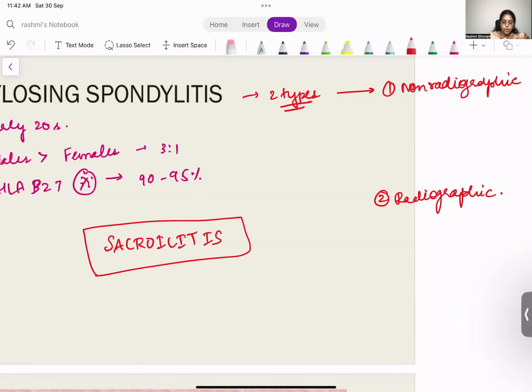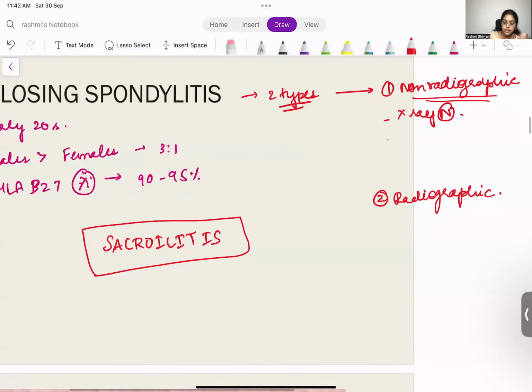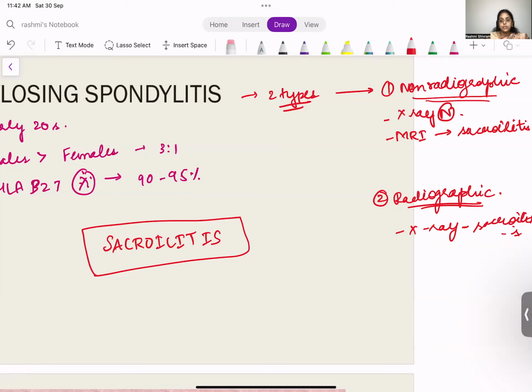Okay. In this, what will we have? Non-radiographic. That means the X-ray will be normal, but the MRI will show sacroiliitis, right? In the radiographic type, the X-ray itself will show sacroiliitis. So in radiographic, the X-ray will show sacroiliitis, whereas in non-radiographic, the X-ray will be normal, but only when you do an MRI with high index of suspicion, then only the patient will show evidence of sacroiliitis. So this is very, very important.